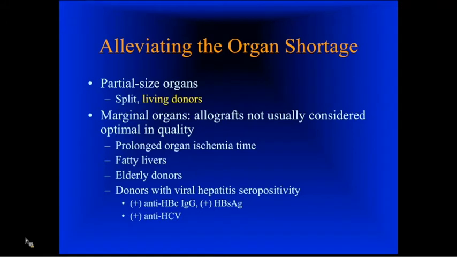We've also looked at using whole organs but marginal in quality. These are grafts not usually considered optimal if we could pick and choose. Definitions of marginal organs include organs with prolonged ischemia time, fatty livers, organs coming from older donors, and donors with viral hepatitis seropositivity, such as those previously exposed to hepatitis B and hepatitis C, or who may even still have these viral infections ongoing at the time of the donor's demise.